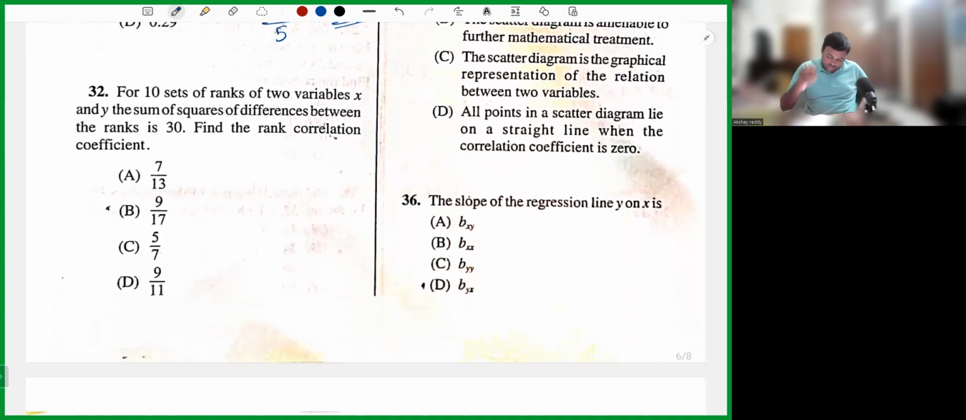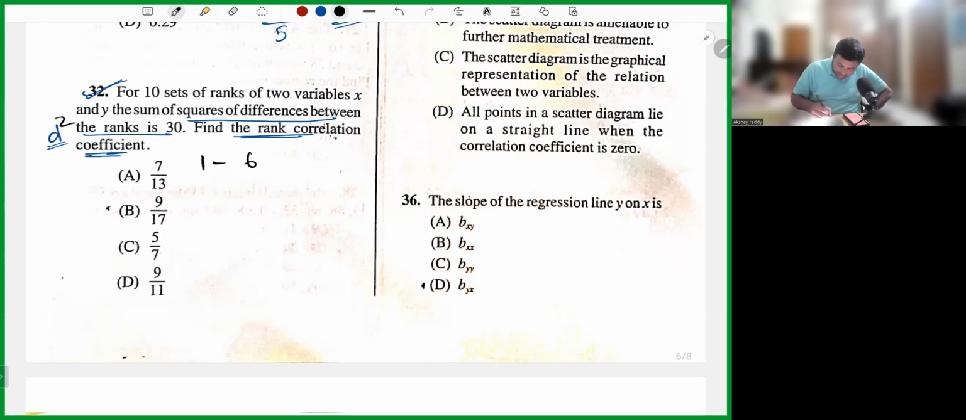Next, question number 32. For 10 sets of ranks of two variables x and y, the sum of squares of difference in ranks is 630. Sum of squares of difference in ranks, d, is given. Find the rank correlation. What's the formula, my dear friends? 1 minus 6 into summation of d square, which is telling sum of squares, divided by n into n square minus 1.